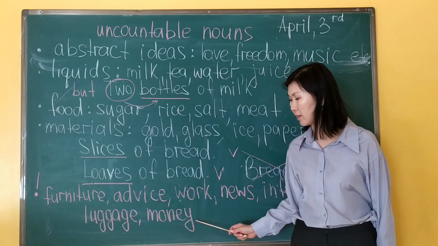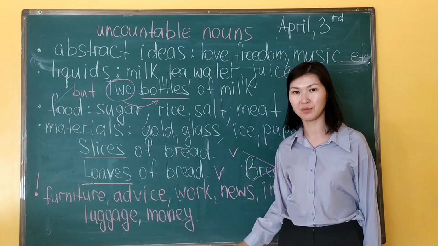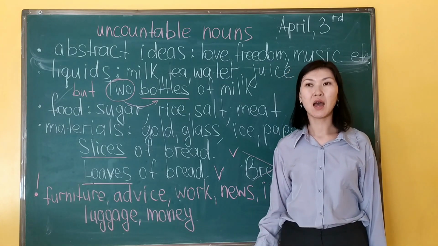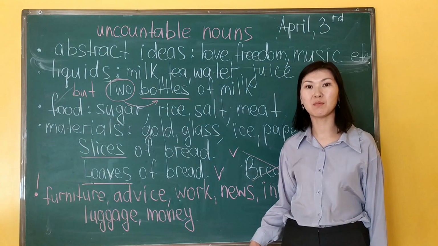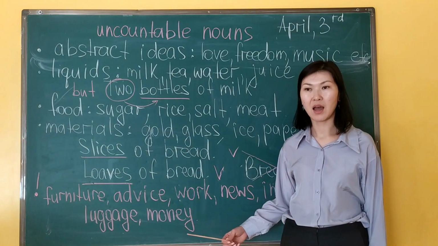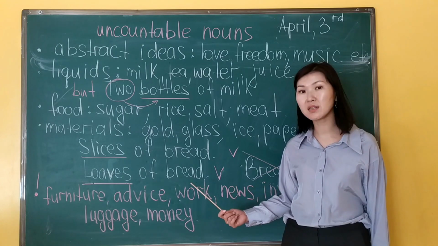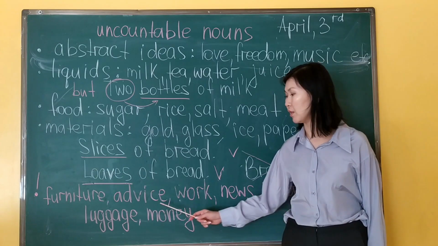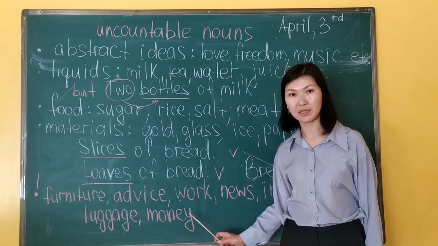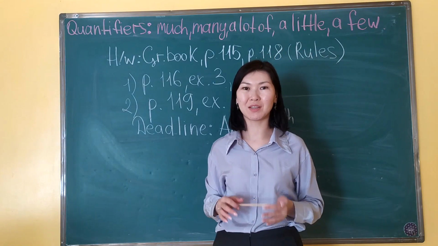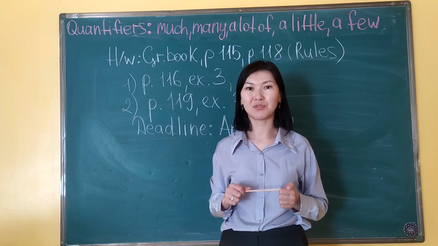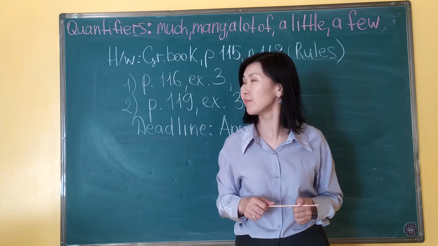Money is an uncountable noun. We cannot say, I have 5 monies. I can say, I have 5 coins of money, but no monies. So we have covered a lot in this lesson, and write down your homework, please.